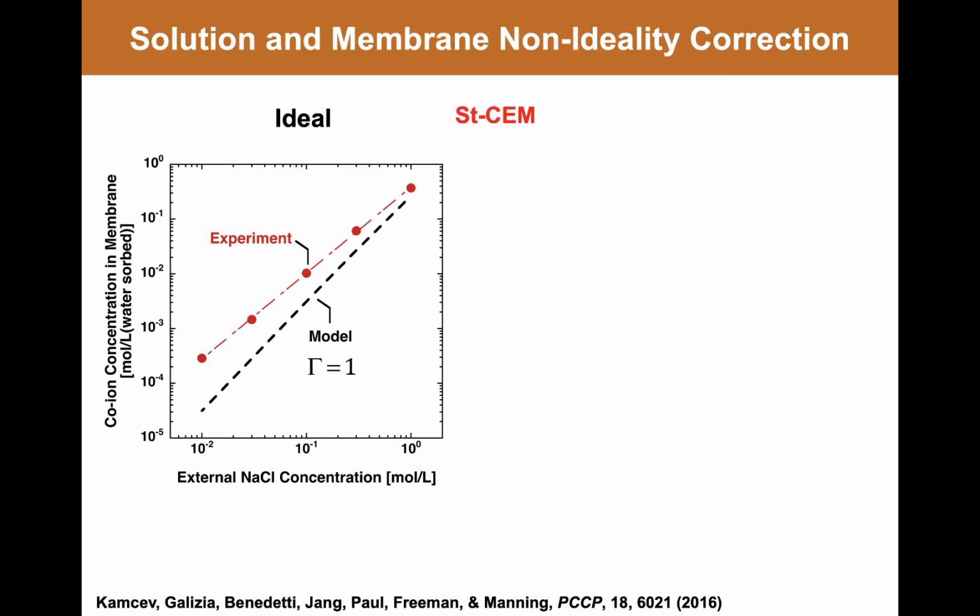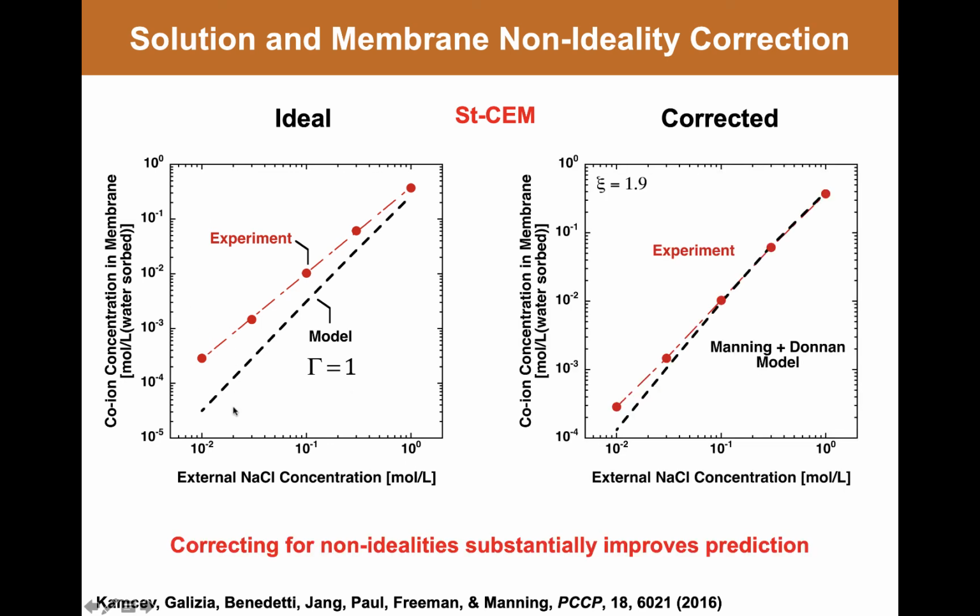And so here's the data that I showed you earlier with first the Donnan model, assuming that the ions all behave ideally, and you see the deviation between the model and the experiment. And now this is the agreement when you combine the Manning model with the Donnan model and account for the thermodynamic non-idealities in the solution and in the membrane. We see much better agreement.